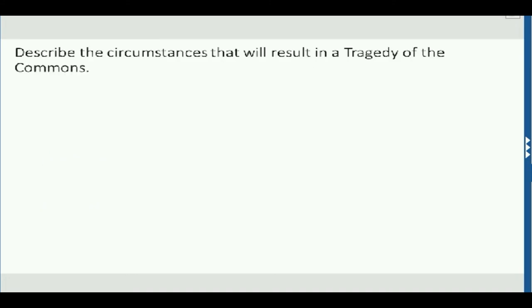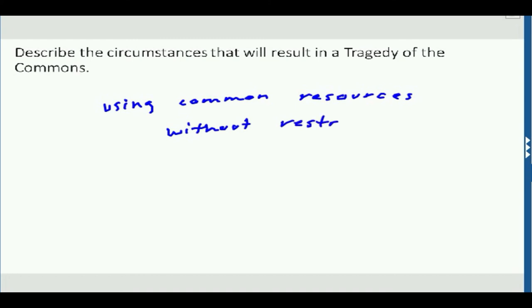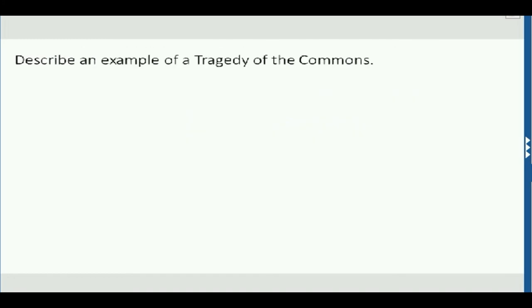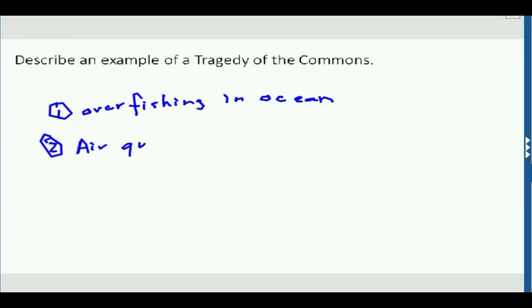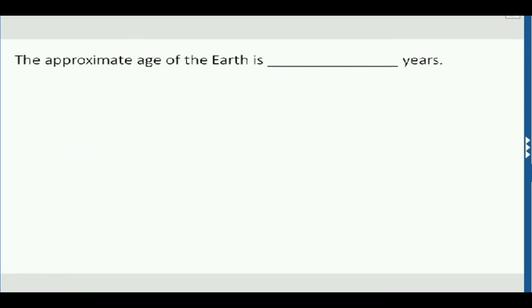We are almost done. So basically, this is anything where you're using common resources without restraint. Some examples of this are overfishing in the ocean, or air quality. Right? The air is a commons, it affects everyone.